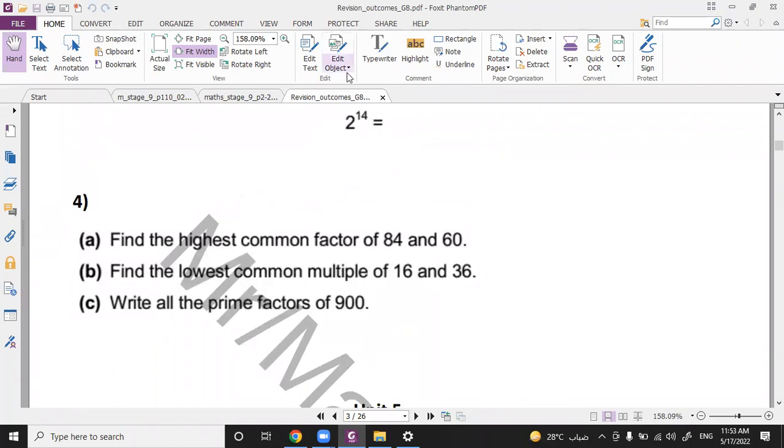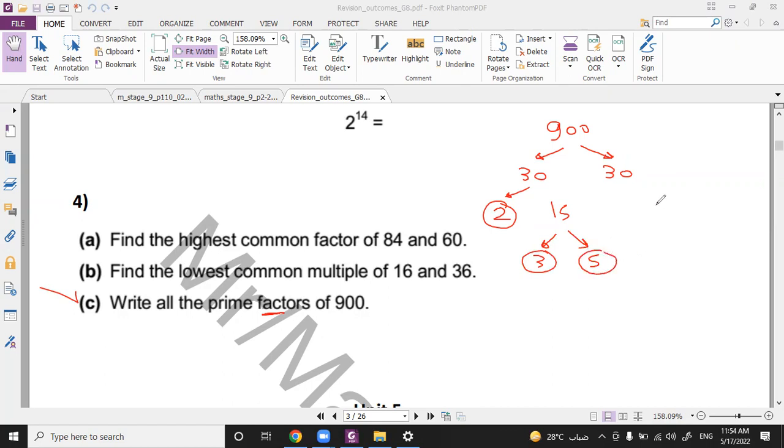Write all prime factors of 900. So factorize 900. 900, we can factorize it as 30 times 30. After that, we have 2 and 15. 2 is a prime. 15 is 3 times 5. And 30 will be 2, which is a prime, and 15. After that, 3 is a prime and 5.